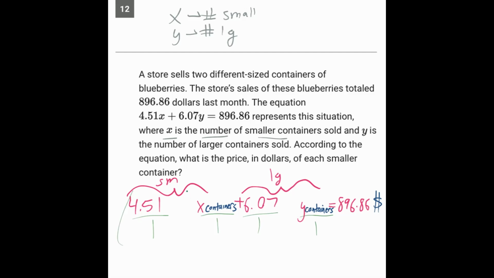The question is, what unit needs to be attached to the 4.51 and the 6.07 in order to make them cancel out and end up with the dollar sign at the end? And so this is very weird for people who haven't seen it, needless to say. But what we need right now is dollars per container. Here and also here.